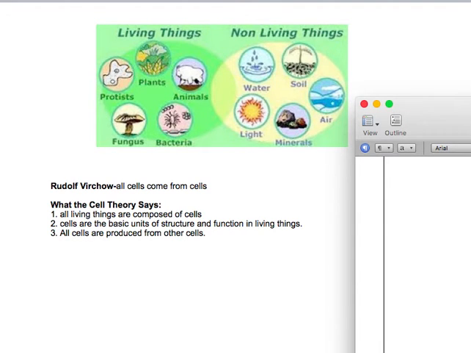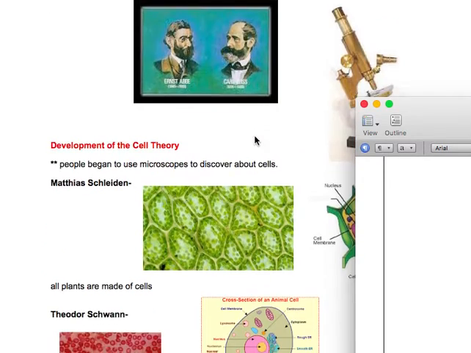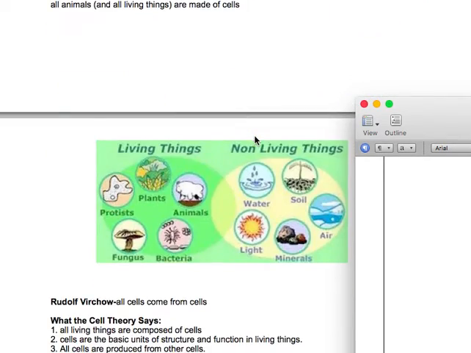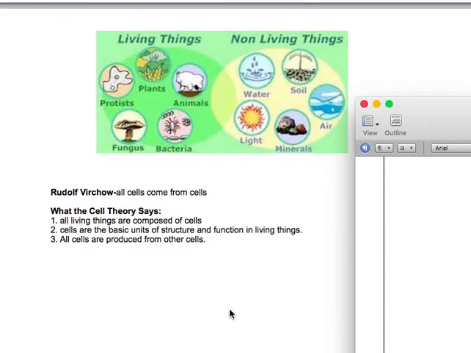I'm so excited. Okay, so again, we have Schleiden, Schwann, and Virchow contributing to the idea of cell theory, that all living things are composed of cells, cells are the basic units of structure and function in living things, and that all cells are produced from other cells. Moving on, briefly, we're going to talk about light and electron microscopes.